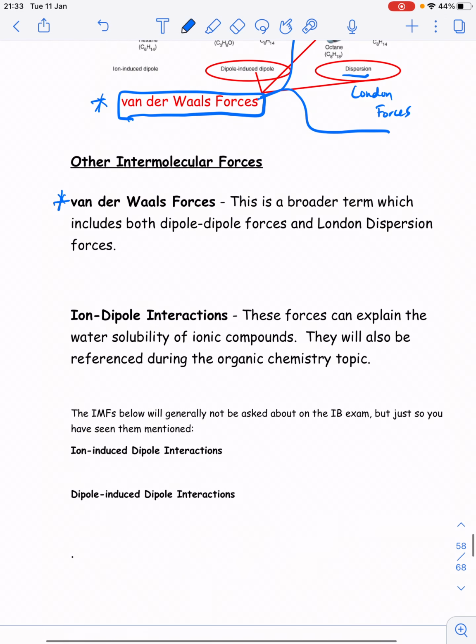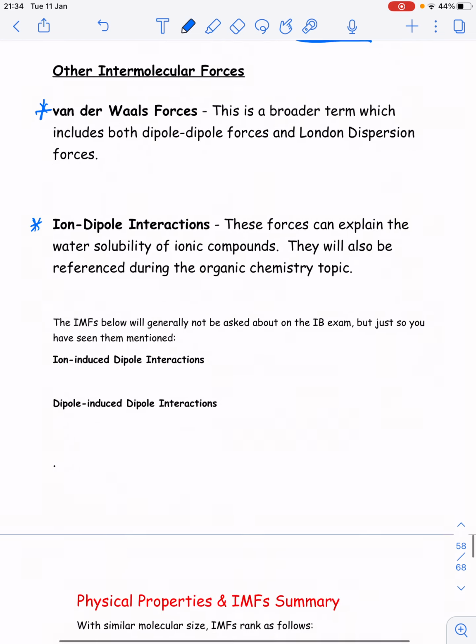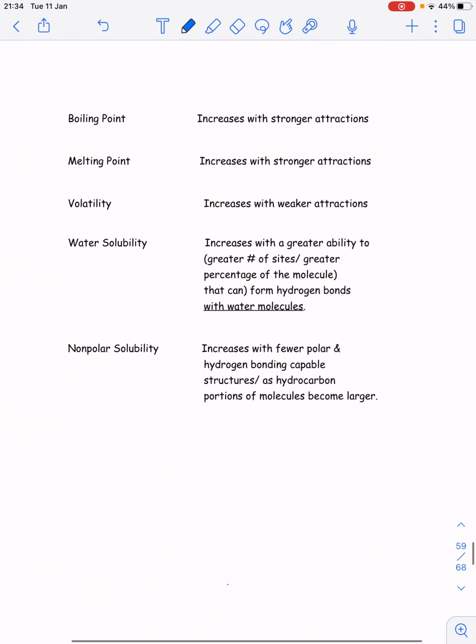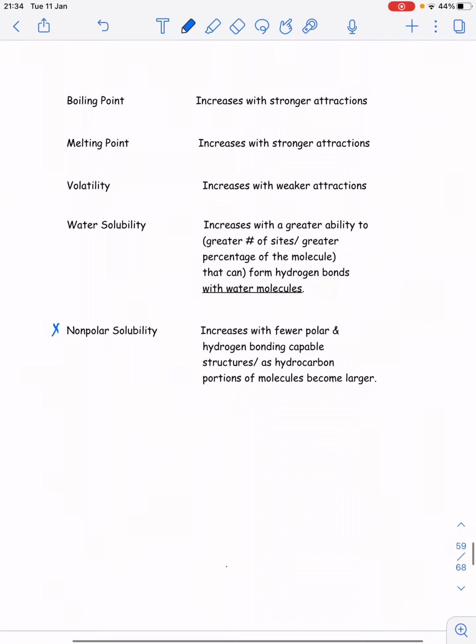We mentioned previously with water solubility this idea of an ion-dipole interaction. So this is the interaction between an ion, something with a full charge, and something that's polar, like water, and it can explain water solubility of ionic compounds. Another topic that we don't tend to go into much, and neither does the IB, but you should be aware of, is nonpolar solubility.